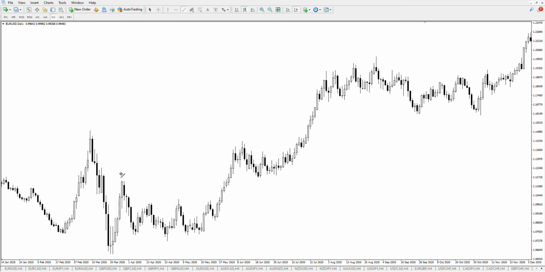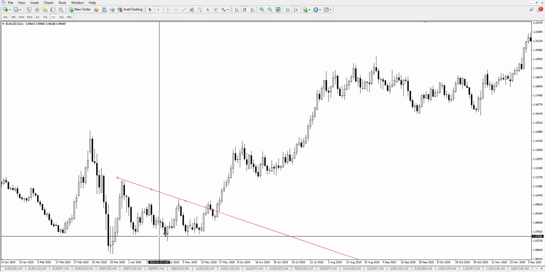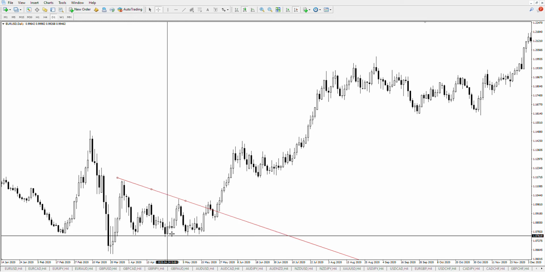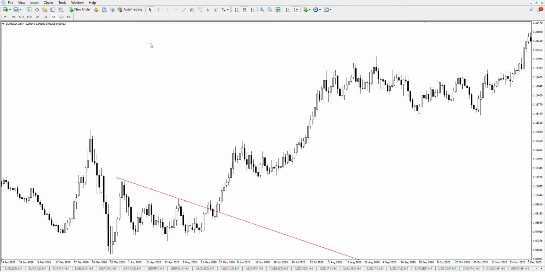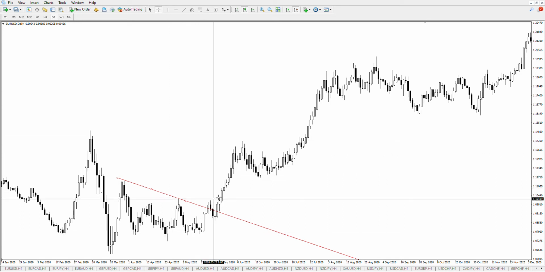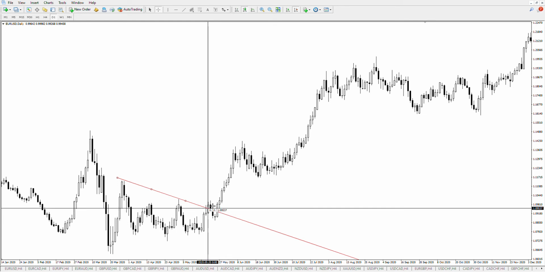Here we can do another projection, connect two lower highs, and the lowest close is here. We measure it, 278 pips. Breakout point was here. Yeah, and it overdid it.